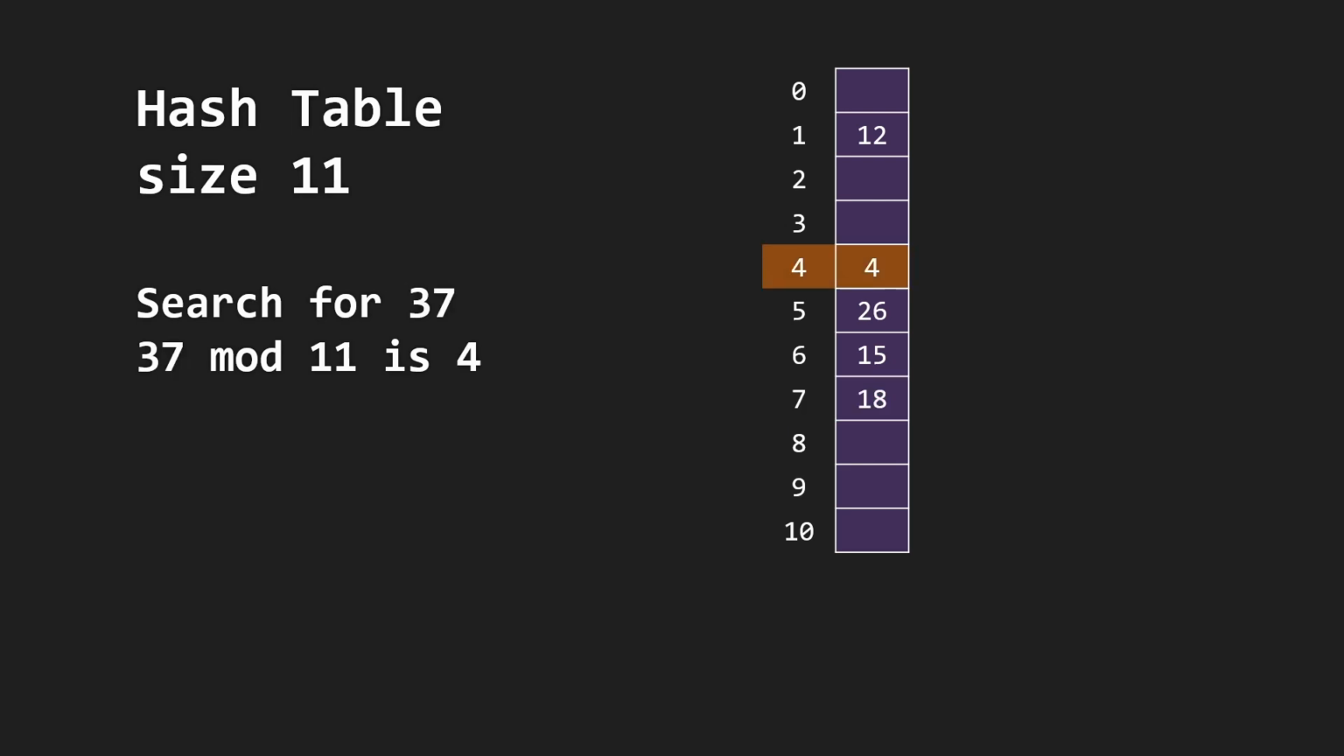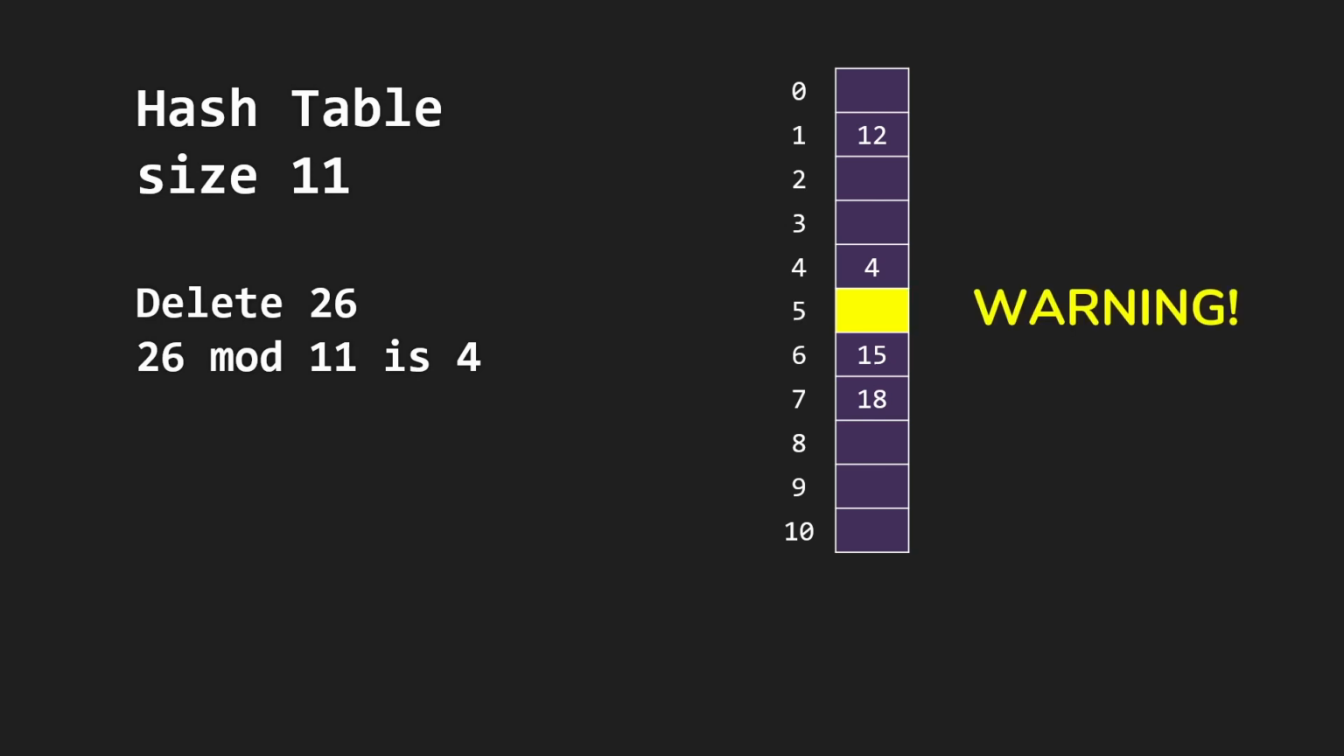Searching for 37, we're going to start at the 4, move on 1 by 1 to the 26, the 15, the 18, and not until we get to 8 do we discover that it's not actually there. Deleting may look similar, so we're going to go to the 4 and then move on to the 26, and so then we could mark that not in use. But we have a problem here, and that is that if we mark the 5 as not in use, then we've lost track of the 15.